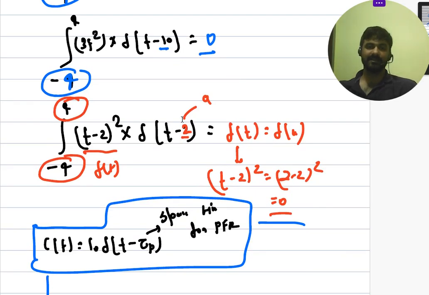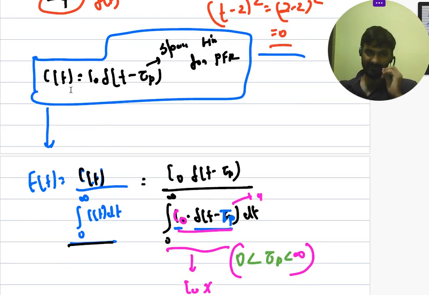Okay, so here is another problem: minus 4 to 4, t minus 2 whole square, delta t minus 2. Here you can see in the function that 2 lies between minus 4 and 4, so then definitely the functional value will be equal to t minus 2 whole square, where you have to substitute t equals 2. So ultimately here you are getting 0 due to the functional value.